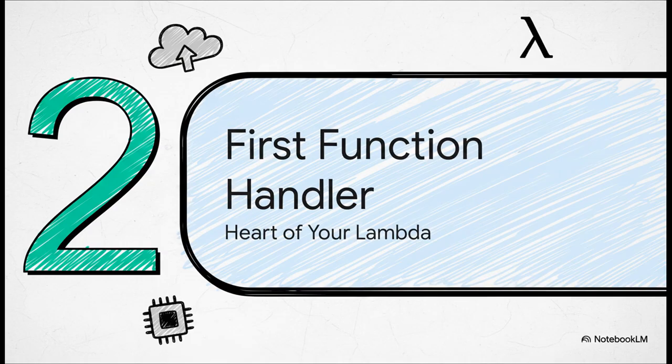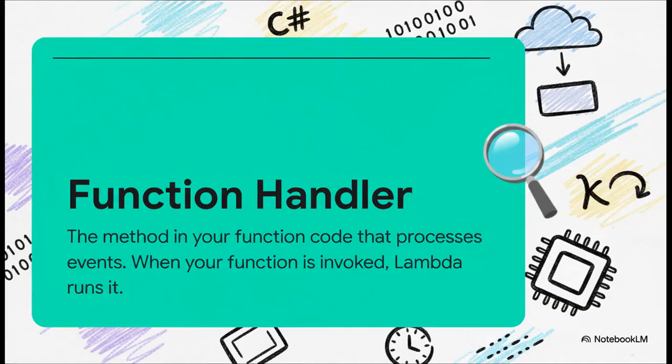Let's dive into the absolute heart of any Lambda function, the handler. This is it. This is the piece of code that Lambda actually runs every time your function gets called. Think of the handler as the front door to your code. It's the one method that Lambda knows to call. It gets the event data, does whatever it needs to do, and then sends something back.